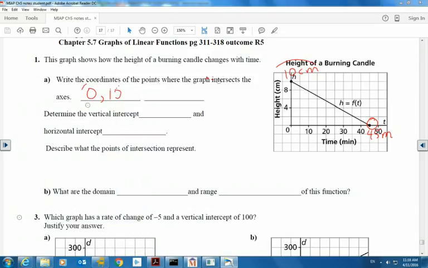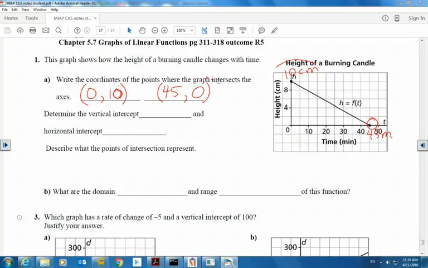So make sure when you're writing coordinates that you have your x and y values. My x value is 0, and my y value is 10. When you're writing coordinates, you have to remember to have brackets on either side and a comma in the middle, right? Okay, so what's the other point that intersects the axis? 45. So my x value is 45, and then my y value is 0. All right.